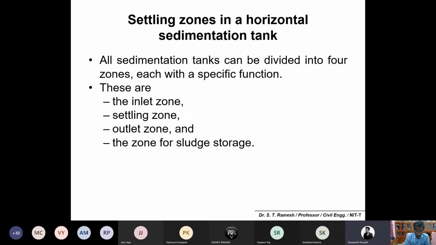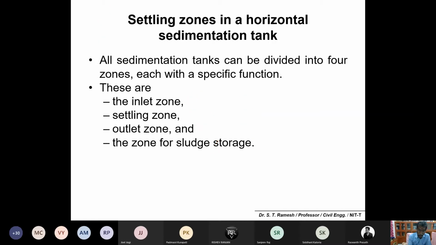Now we'll move on to a sedimentation tank. This is also something important. You can divide the sedimentation tank into 4 zones: number 1, inlet zone, settling zone, outlet zone, and zone for sludge storage. And each and every zone has a specific role to play.